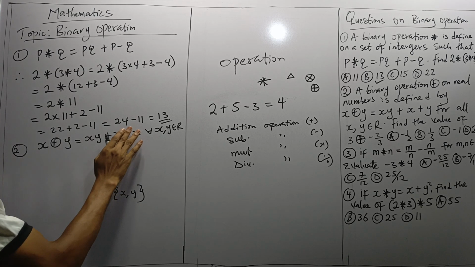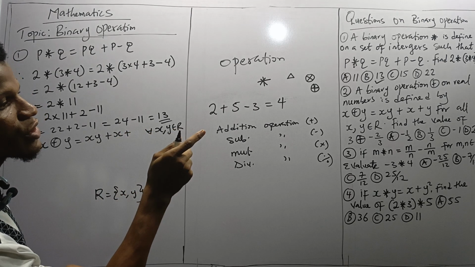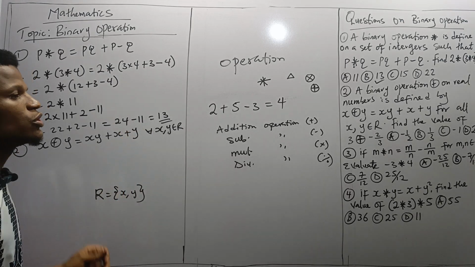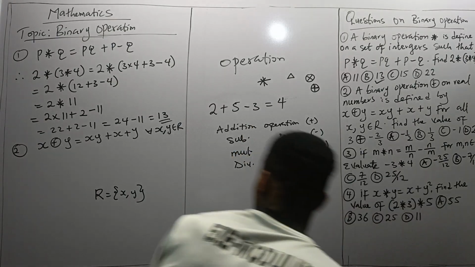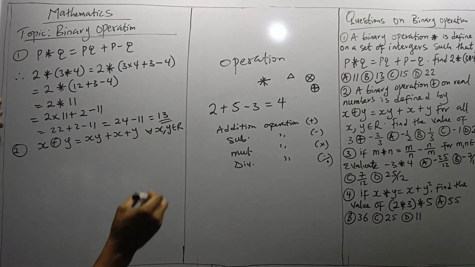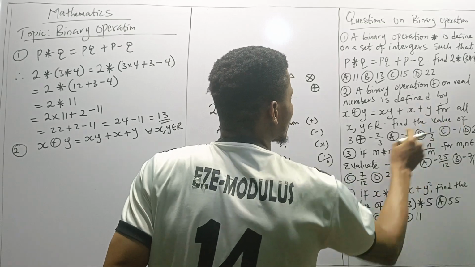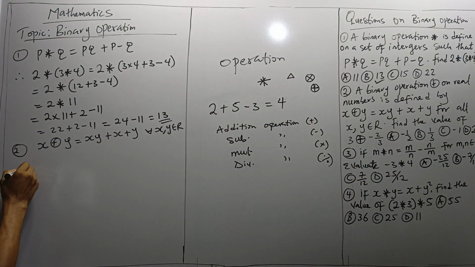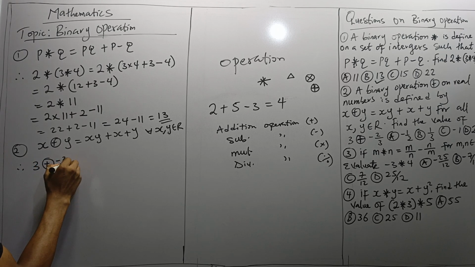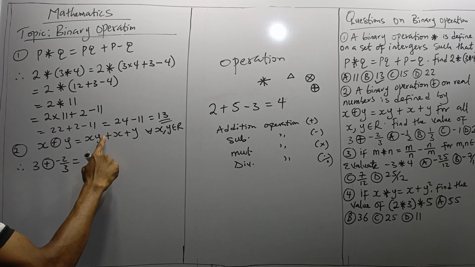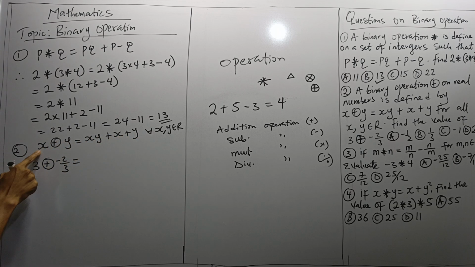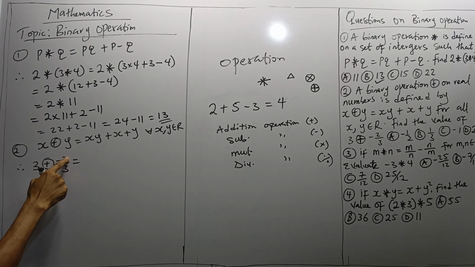So with this formula now, you are all to solve this. All right. So let's go. So what we are asked to find, they asked us to find the value of this. So therefore, 3 operation minus 2 over 3 is going to be equals to. Now watch. Whenever 2 elements combine, to be the first multiplied by the second plus the first plus the second. So here our first is 3 and our second is negative 2 over 3.